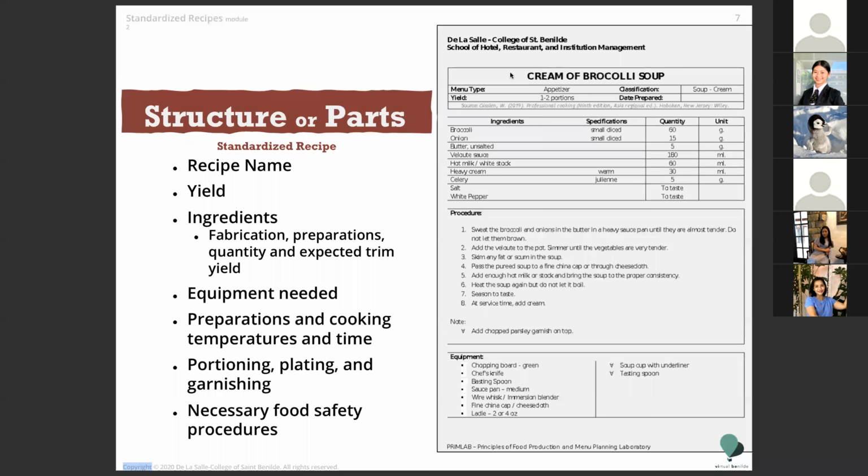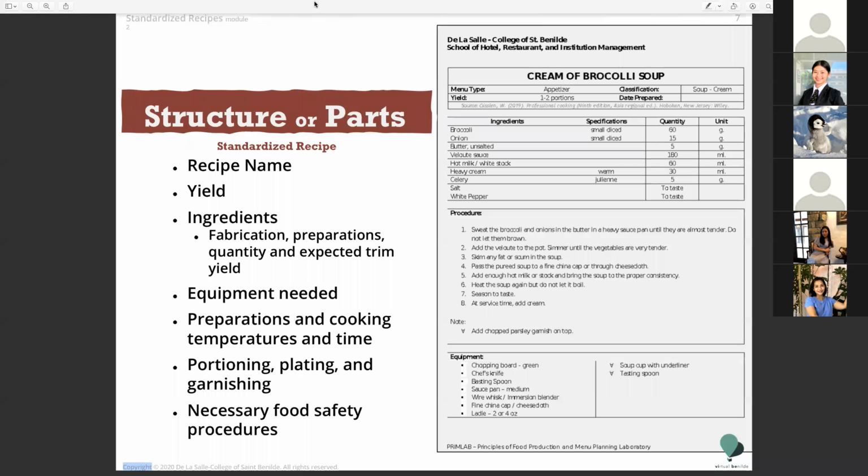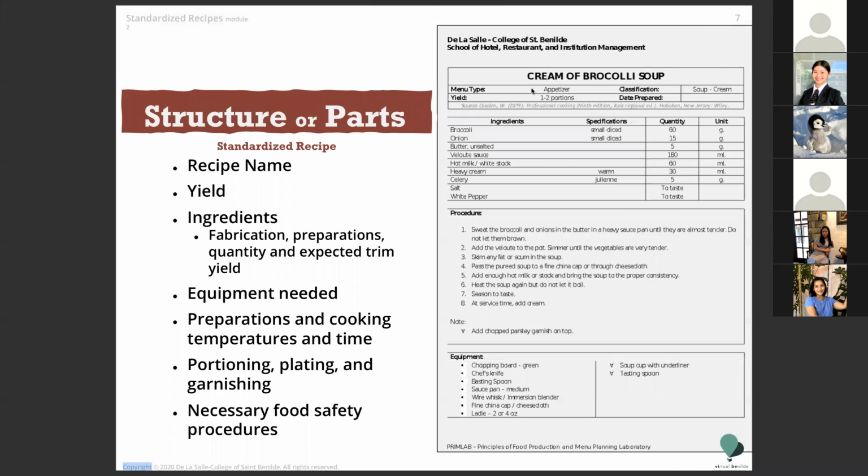All right, so this is the recipe name. So we know that this is a cream of broccoli soup. The yield gives you how many portions, how many grams, what is the weight of your total recipe. So in this case, the cream of broccoli soup is good for 1 or 2 portions. Or maybe sometimes it can be 2 cups, for example.